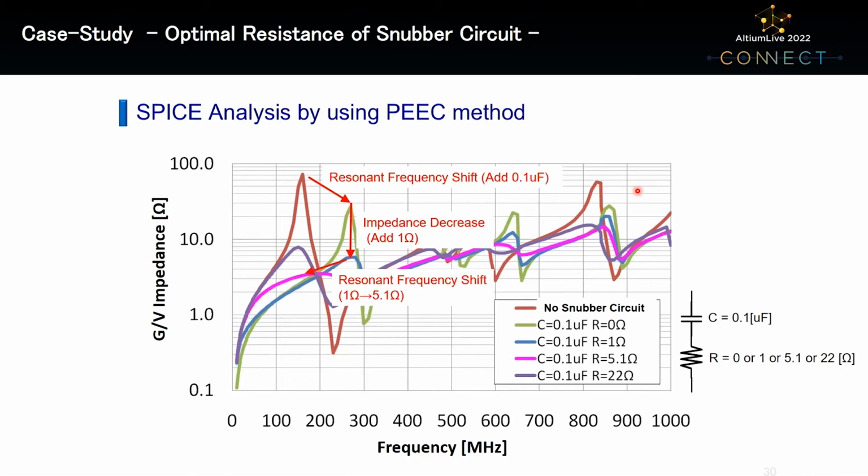In addition, if the resistance value is increased to 5.1 ohms, the resonance peak decreases.